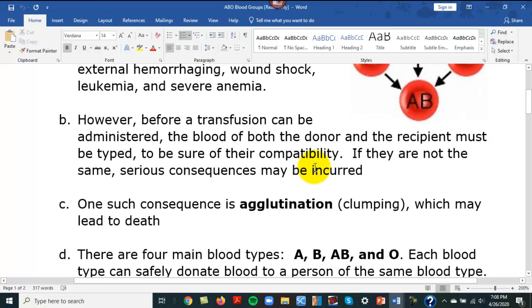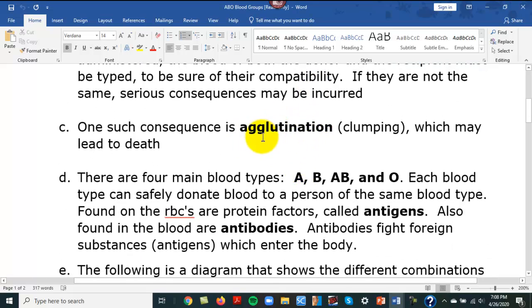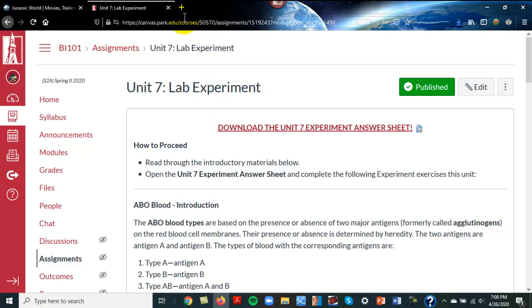Before you can transfuse blood into someone, you have to figure out what's their blood type. And what you're trying to avoid is agglutination or clumping. Clumped blood is when you have a transfusion reaction. It's when the antibodies have been mixed with the same antigen, and now you have binding of those antigens.